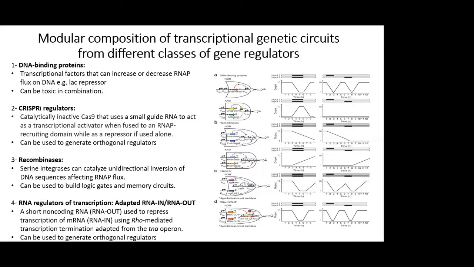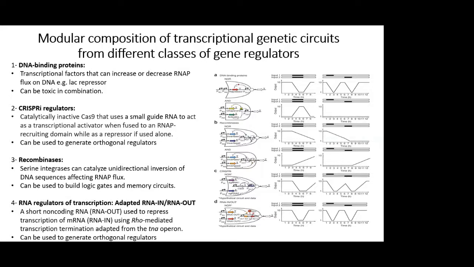This mechanism, transcription termination, a mechanism of using RNA to repress gene expression, was adapted from the tryptophanase operon. So we have our short non-coding RNA. Again, we can make orthogonal regulators from simple RNA-RNA interaction. So this is an advantage of RNA regulators, RNA in, RNA out, just like CRISPR catalytically inactive Cas9 regulators.